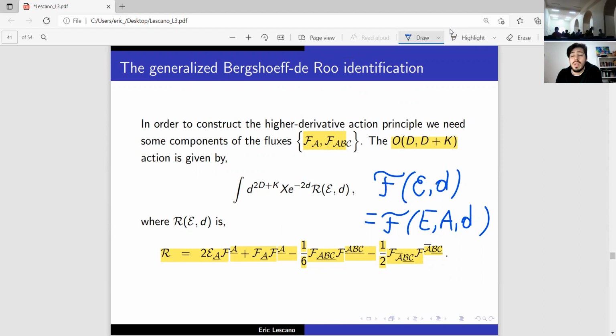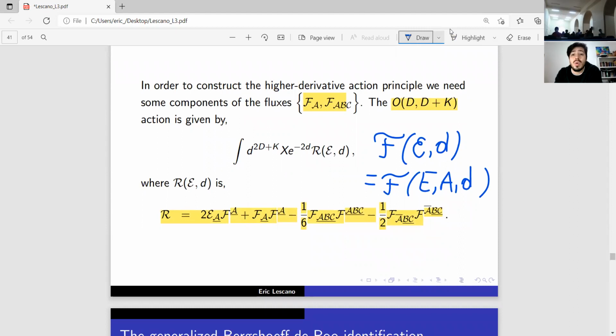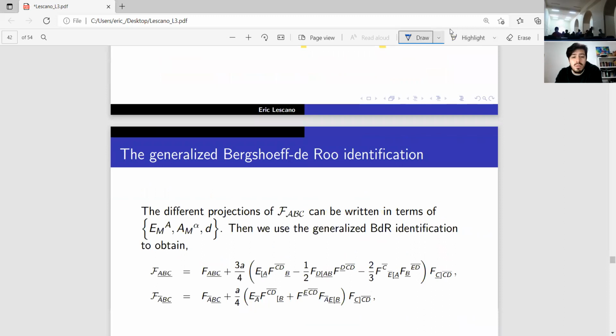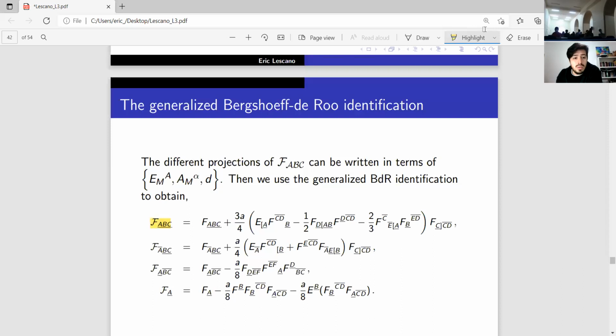The idea is to start with an ODD plus K theory. From the ODD plus K point of view, I have a two derivative theory, but if we perform this decomposition and this identification, I can obtain four derivative terms. This is the systematic procedure. So for example, these calligraphic fluxes from the ODD plus K point of view depend on the ordinary ones. These are the ordinary ones.